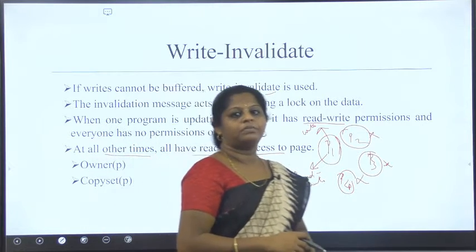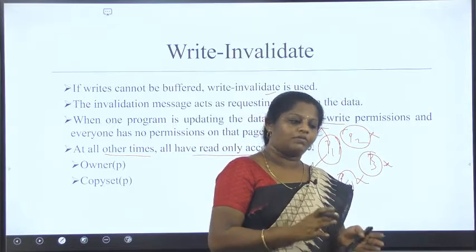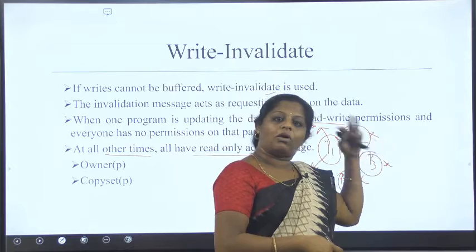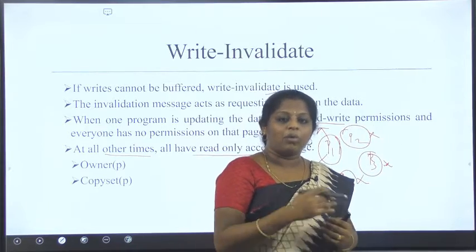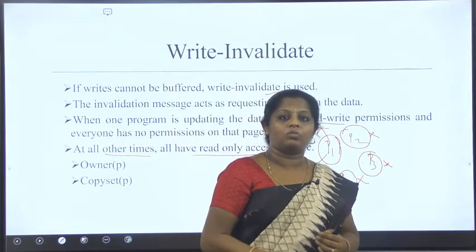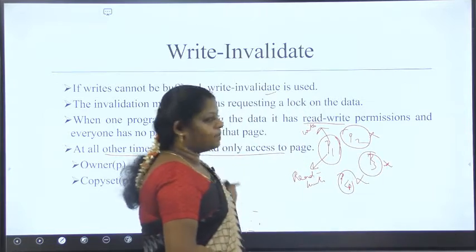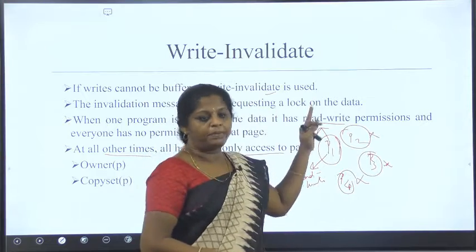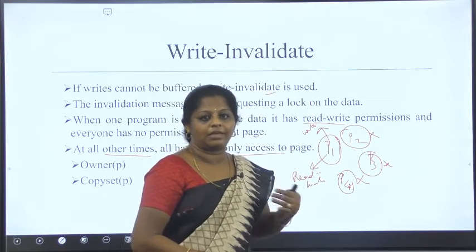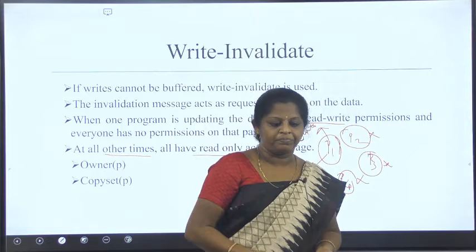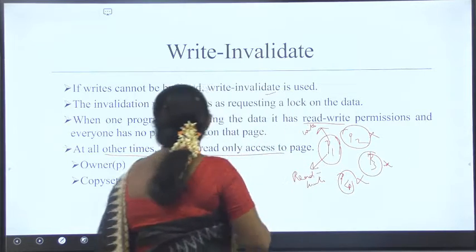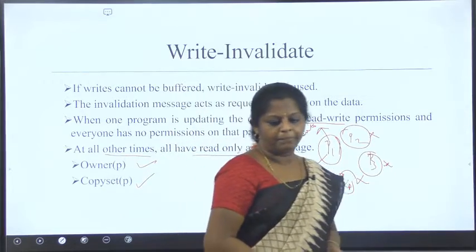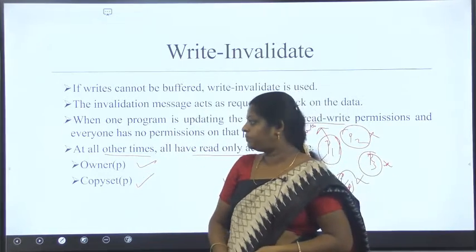Most of the time, if it is not in this case, then all the processes have the read permission. Only when write permission is wanted will this process be invalidated. Otherwise not, because a read operation is not going to create any problem, right? Then we have two terms here: one is owner of P and another is copy set of P. What do you mean by owner of P?